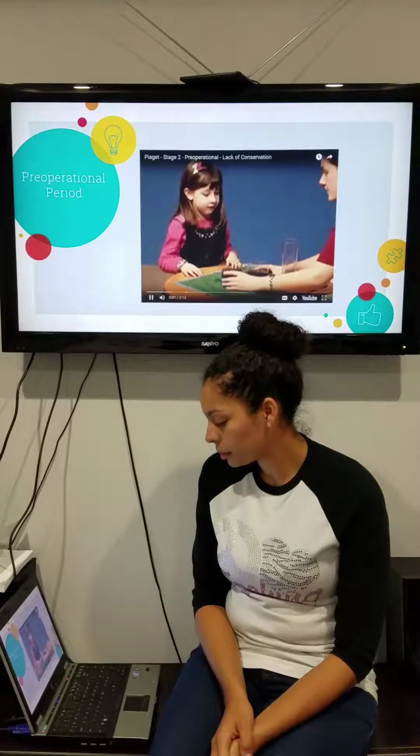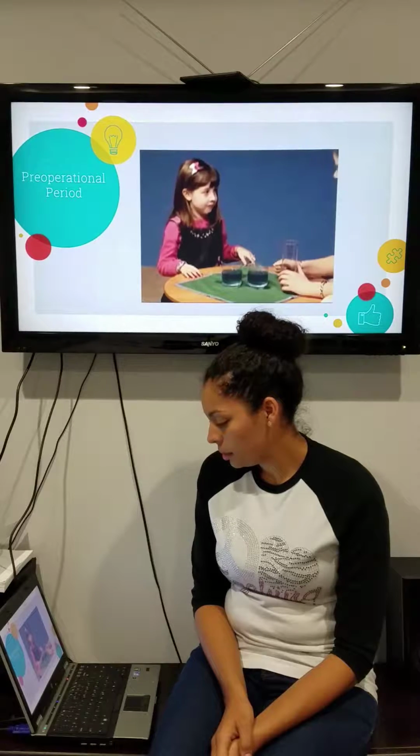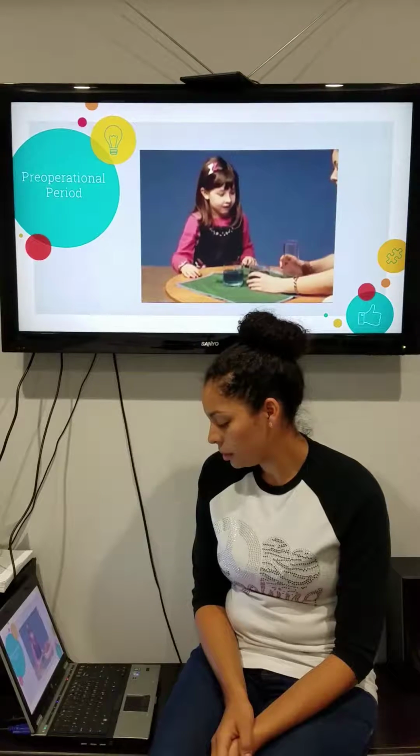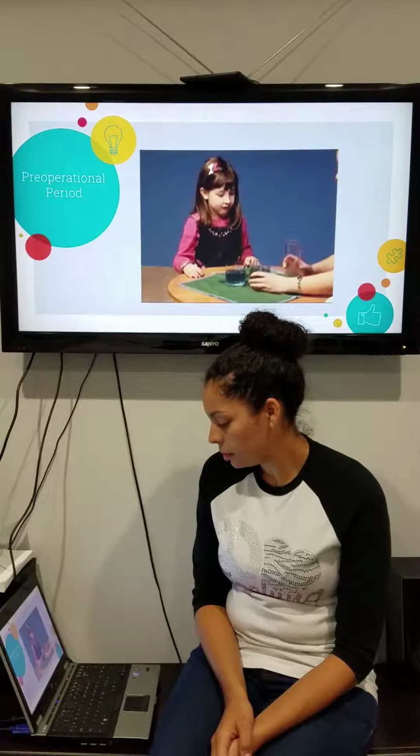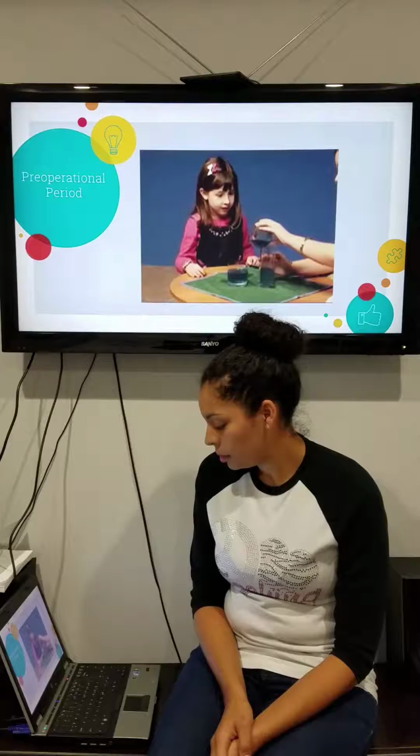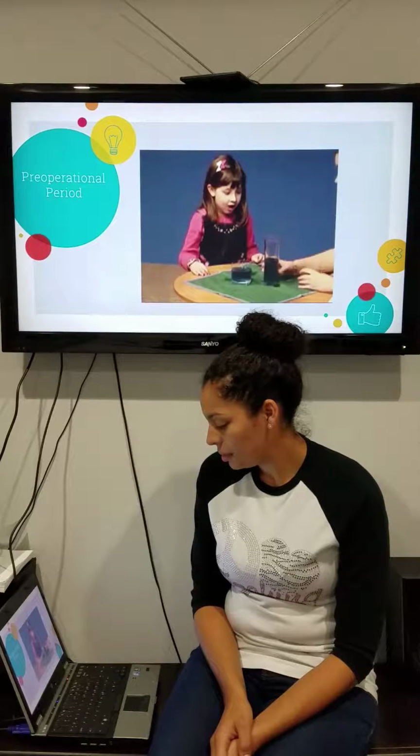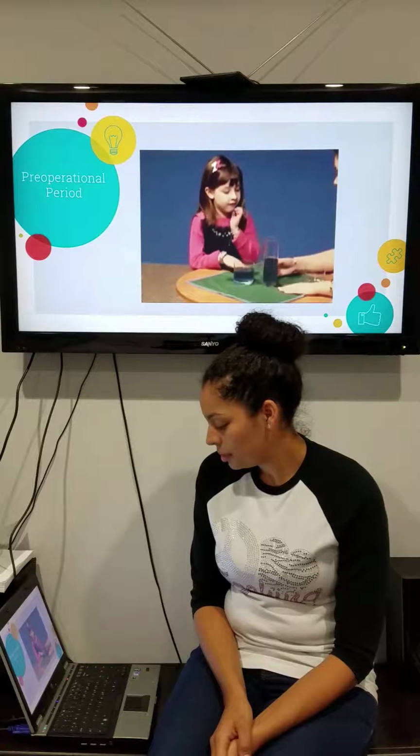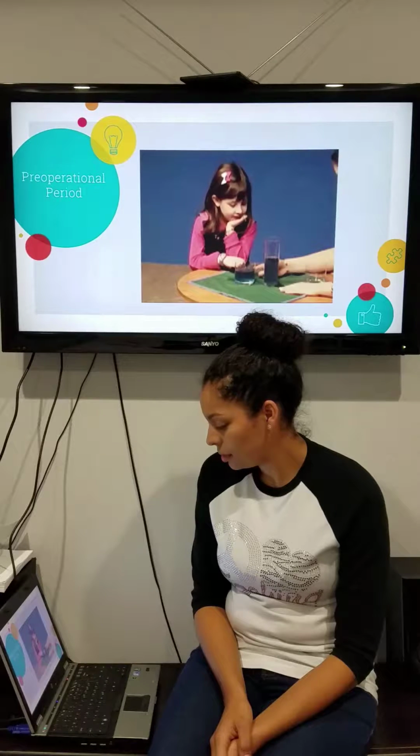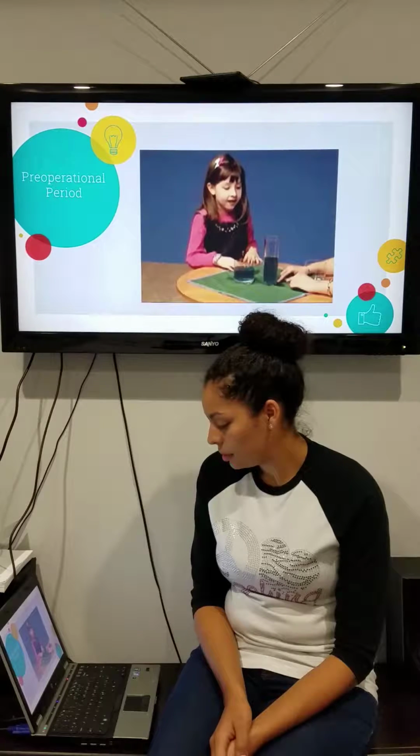Can you look at these two glasses? Do you think that they have the same amount of juice? You think they have the same? Okay. Now we're going to pour this juice into this glass. Now, do you think that this glass has more juice? This glass has more juice? Or do you think that they have the same amount? This one has more. And why do you think that this one has more?